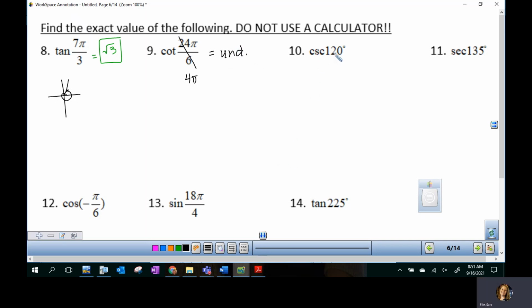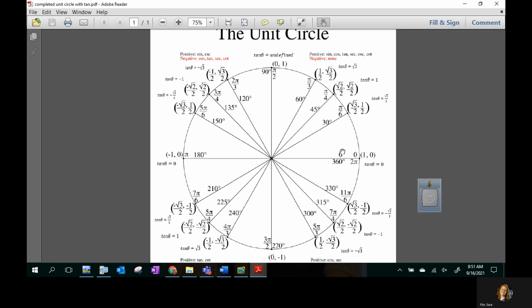Okay, cosecant at 120. 120 is on the unit circle. Let's find it. 120 is here in quadrant 2. Here's my ordered pair. Cosecant is the reciprocal of sine. Sine on the unit circle is what part of the ordered pair? Y. So y is root 3 over 2. What's the reciprocal? 2 root 3 over 3.